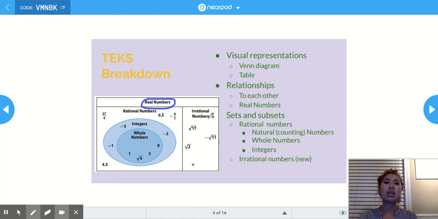And examples of irrational numbers are square root of 17, square root of 2, negative square root of 11, and pi. And we'll go into the differences of irrational numbers a little bit later, but just as a preview, most times irrational numbers are square roots, and they don't include decimals that continue on forever, so that don't terminate or don't repeat. And lastly, they can't be written as fractions.